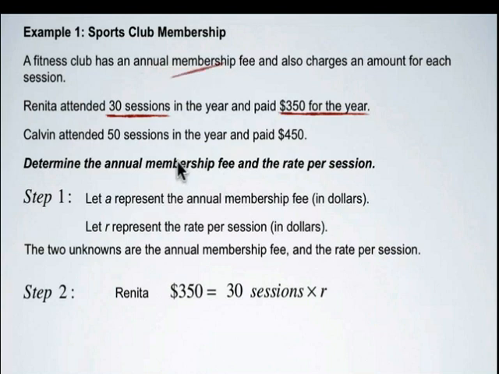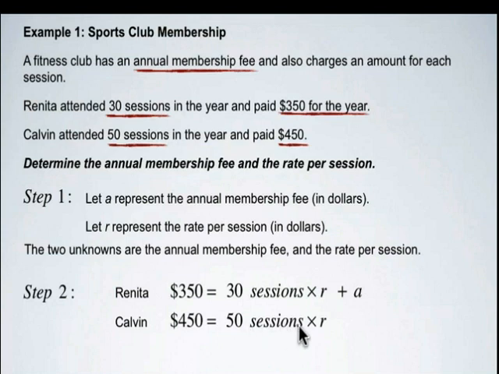And we can't forget about the annual membership fee, which is going to be A. She's going to pay 30 times the amount per session plus the annual membership fee. Calvin, on the other hand, paid $450, and he went to 50 sessions, so he would have paid 50 sessions times the amount per session plus the annual membership fee as well.